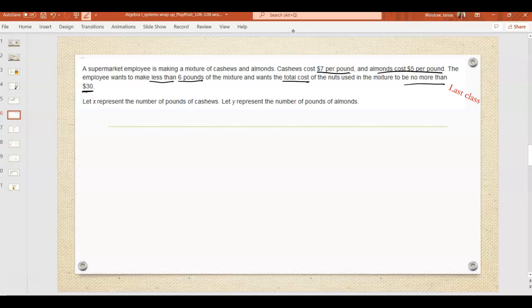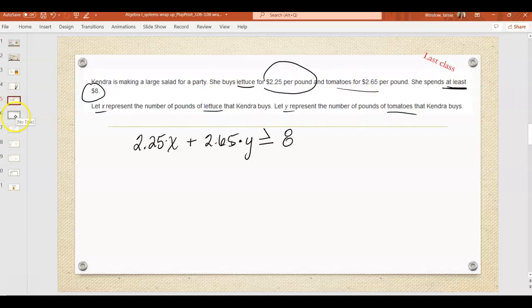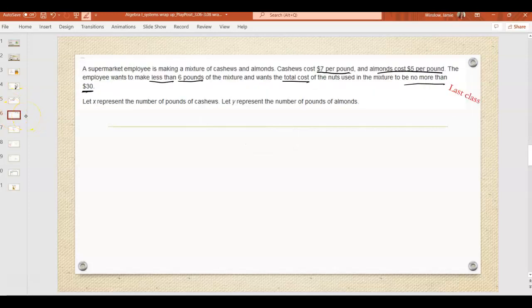So we kind of have two things going on here now. In the last question, it was only like a cost equation. We had price per pound, price per pound. This one, we have the price per pound, but then we also have just pounds. So we're going to have a cost inequality and we're going to have a pounds inequality.